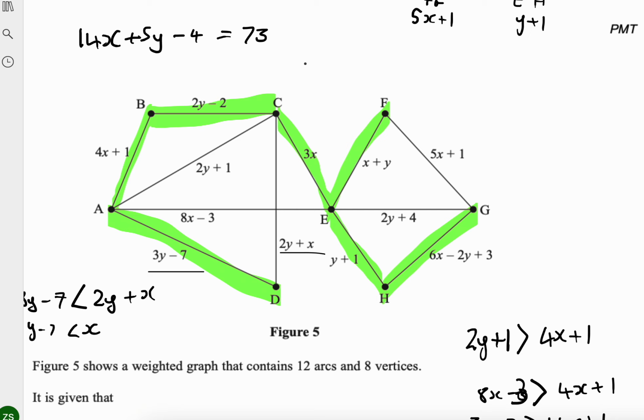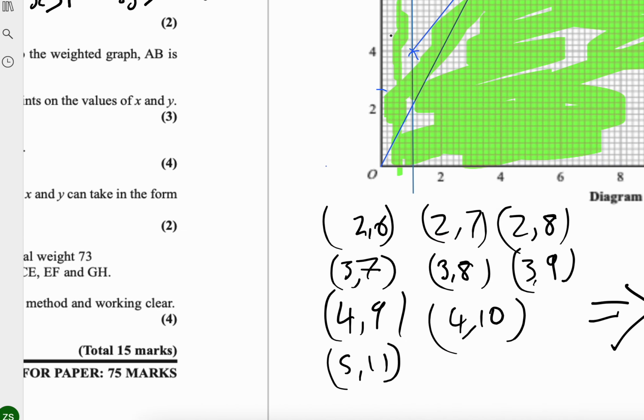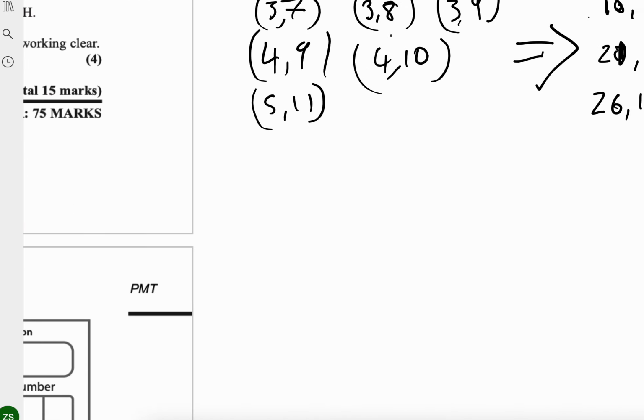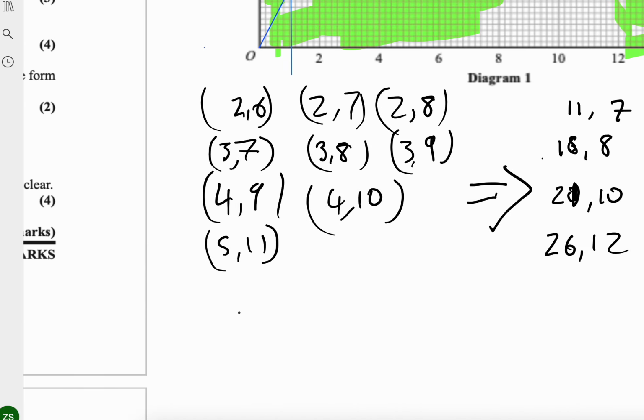Okay, so what do we do now? You equate it. We get 14x plus 5y is 77. How do we solve? Using one of the values. 14x plus 5y is 77. We know one of these is our solution. We want to know which one of them will give us the answer 77. Does that make sense?